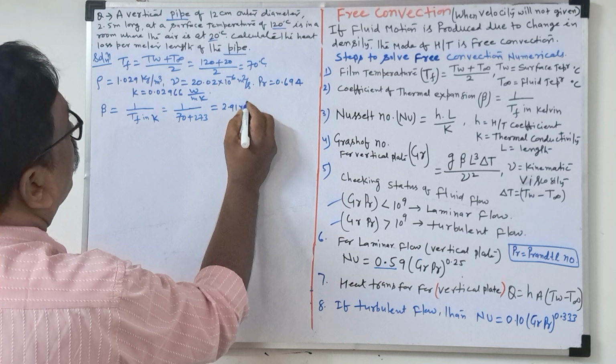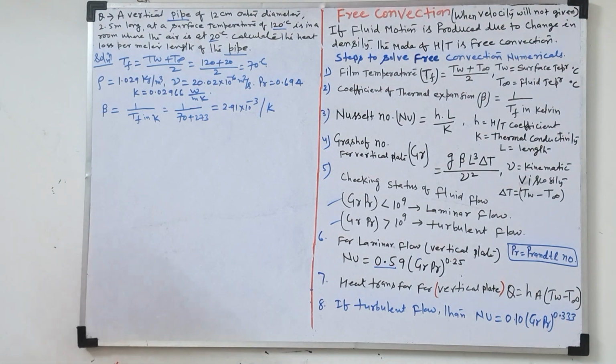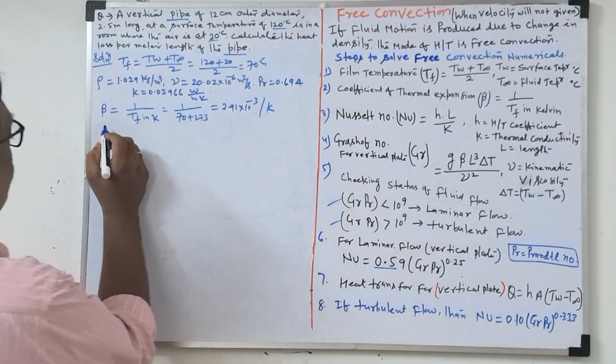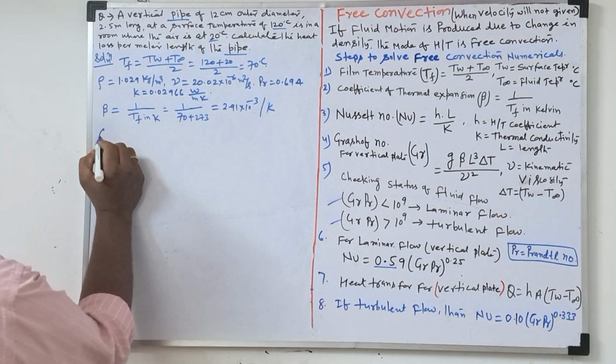Beta is 2.91 into 10 power minus 3 per degree Kelvin. So this is the beta. Now we'll go to the Grashof number. We are finding beta because the Grashof number formula needs beta.